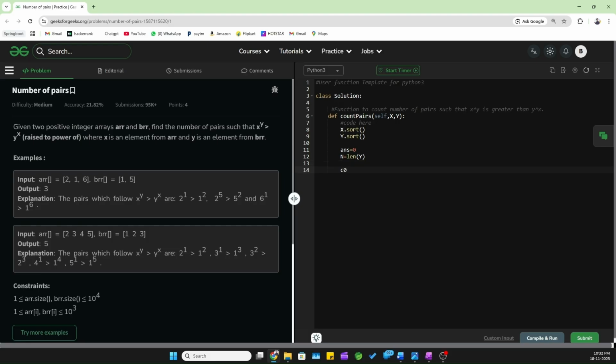So C0, the number of zeros in y, so y.count(0). In a similar fashion, I will initialize some more variables: C0, C1, C2, C3 and C4, the count of 0, 1, 2, 3 and 4. So in the C0, C1, C2, C3, C4 variables, I'm just counting the number of zeros, ones, twos, threes and fours in the y array.